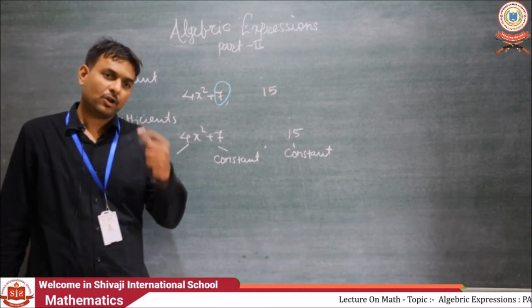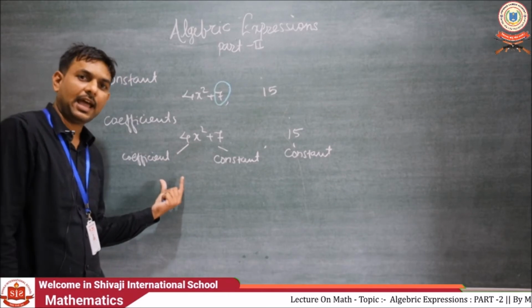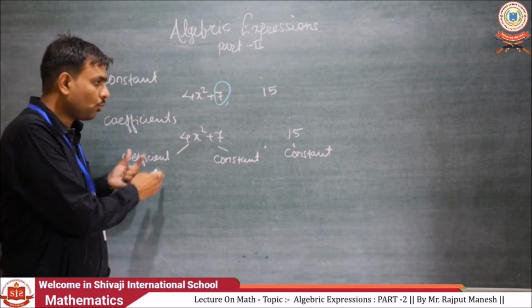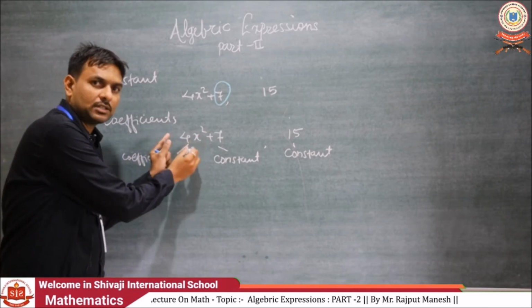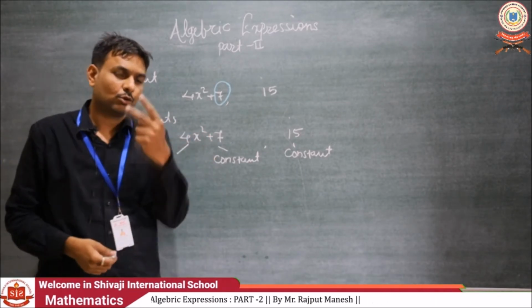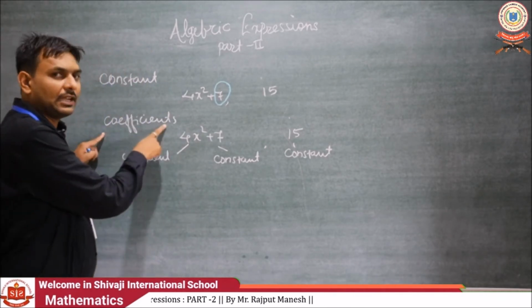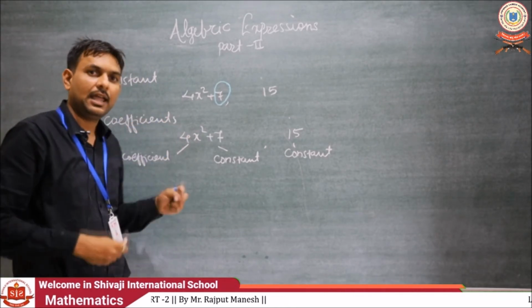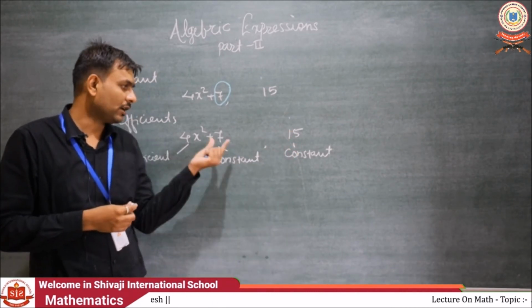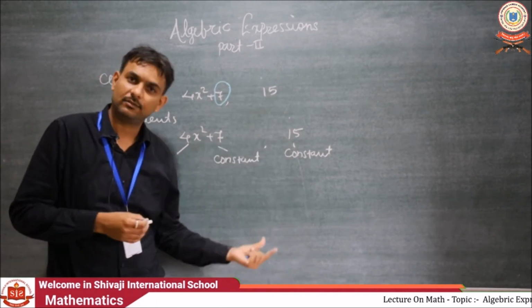Yes, but obviously from this we can say that when a constant term and a variable are written together, then we get two things: one is the coefficient and another is the variable. And if we are writing the number alone, then it is a constant. Fine? Okay.